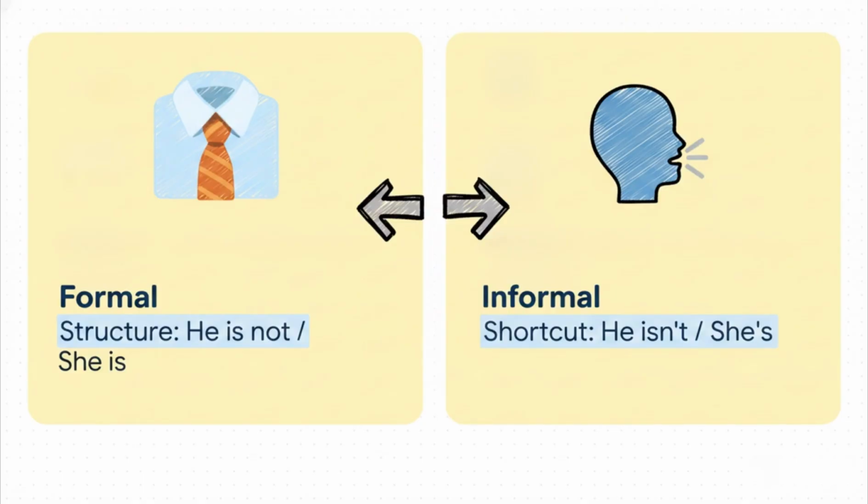He is not becomes he isn't. She is merges into she's. And of course, it is becomes it's. Our source text specifically highlights that using these contractions in informal writing and speaking is exactly what makes your English sound natural, rhythmic, and just conversational. Trust me, the contraction is your best friend for sounding fluent.